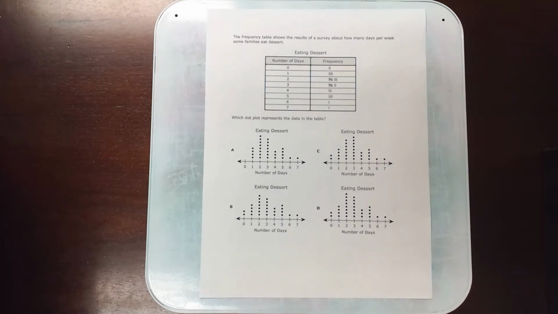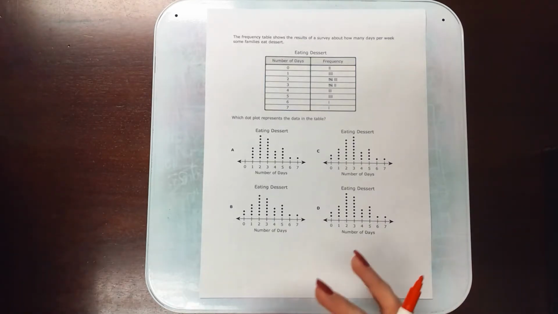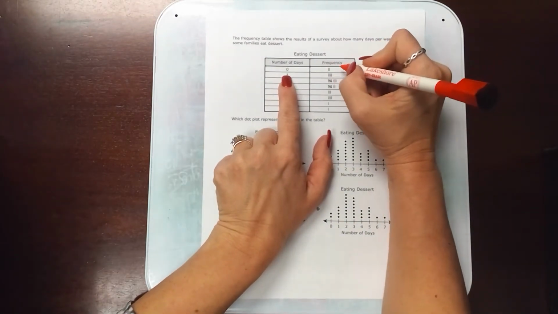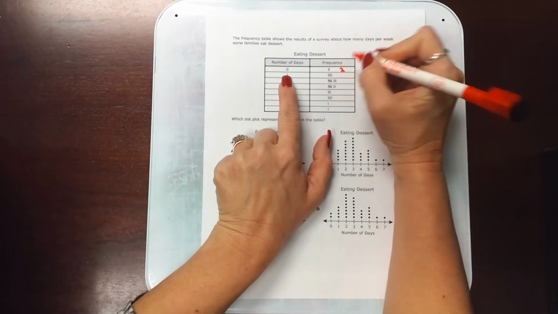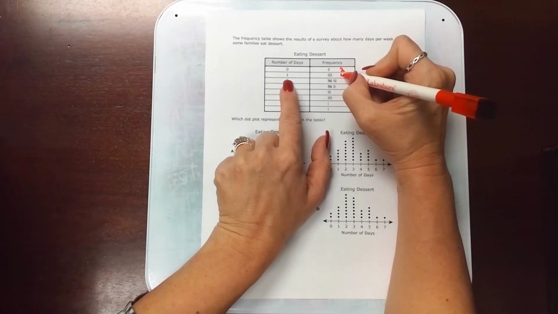So it says the frequency table shows the results of a survey about how many days per week some families eat dessert, okay? Now, I'm going to stop right here because although this is the frequency table, this is where my data is housed, right? So I'm going to stop right here and understand my data. So for day 1, instead of these 2 lines, I'm going to go ahead and write 2. For day 2 is 4.